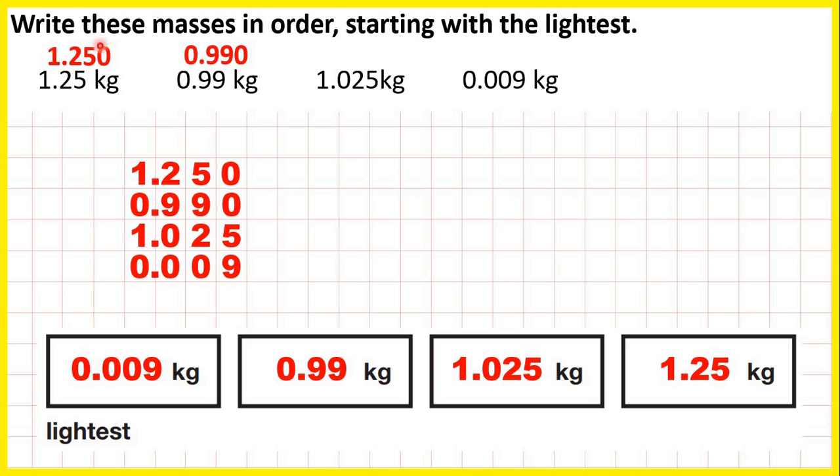So now, because we've put zeros on the end, all of our numbers have the same number of digits after the decimal point, so we can compare them in the same way as if we had whole numbers. So as if we had 1,250, 990, 1,025 and 9.